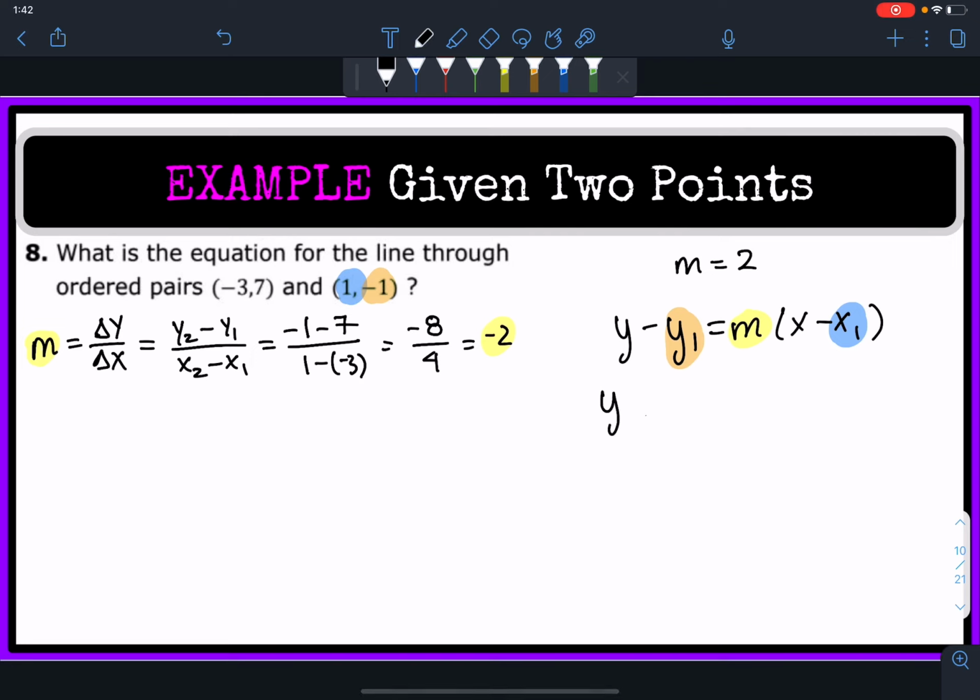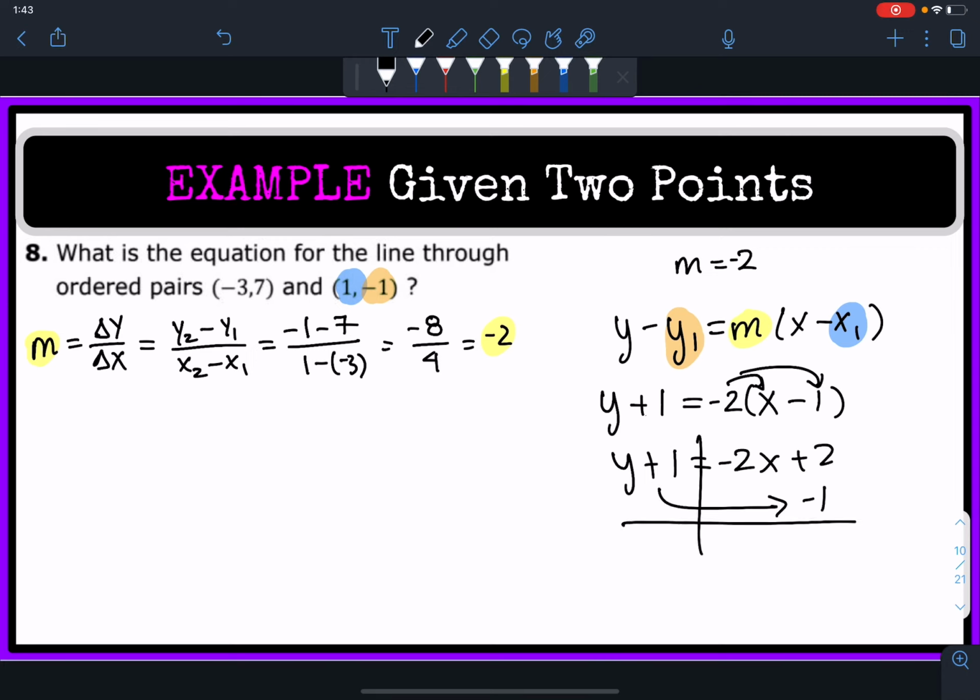And now for y1, I will plug in -1. So minus -1 is the same thing as +1. For m, I'm going to plug in -2. And x minus our x1 value is going to be 1. And from this point on, whatever you use for x1 and y1 would not make much of a difference. You should end up with the same answer. So distributing this number, we get that y plus 1 is going to equal -2x plus 2. And moving the 1 to the other side, we get that y is going to equal -2x plus 1. And there's the equation of our line. y is equal to -2x plus 1.